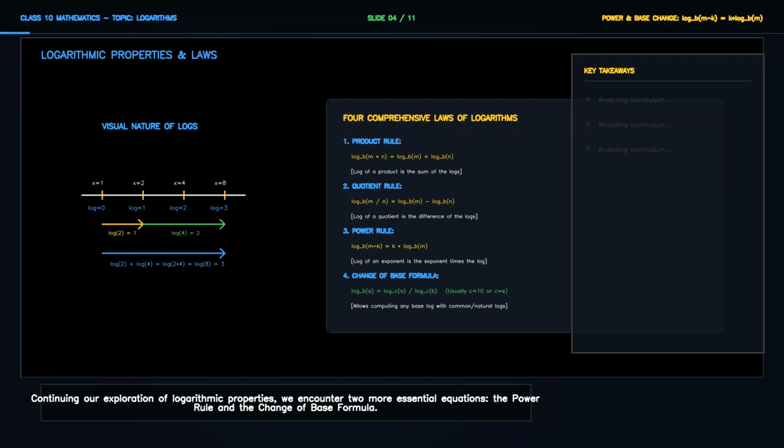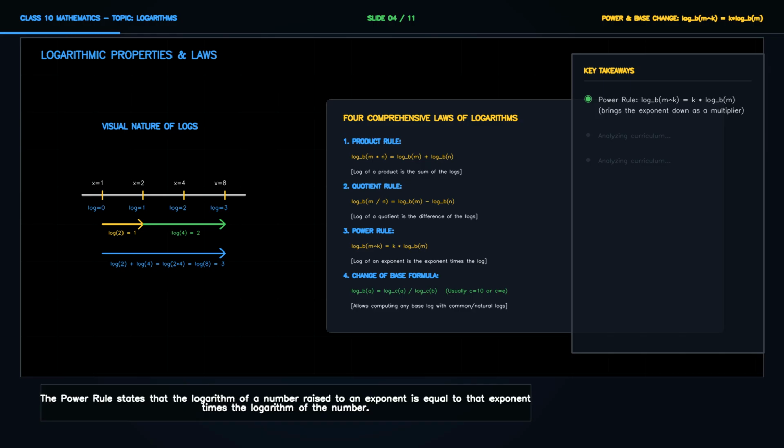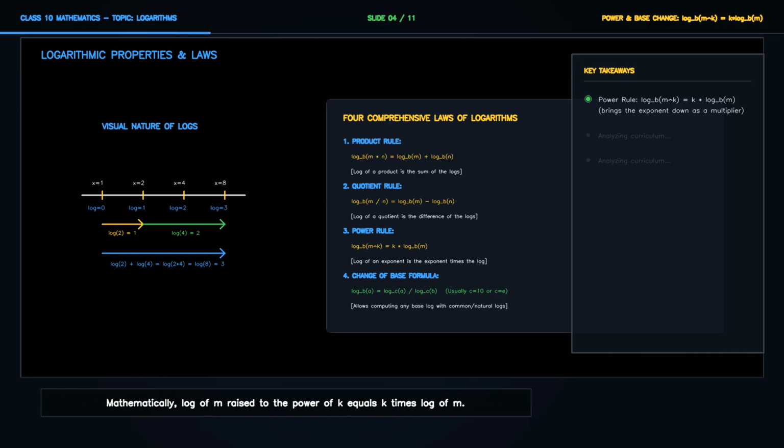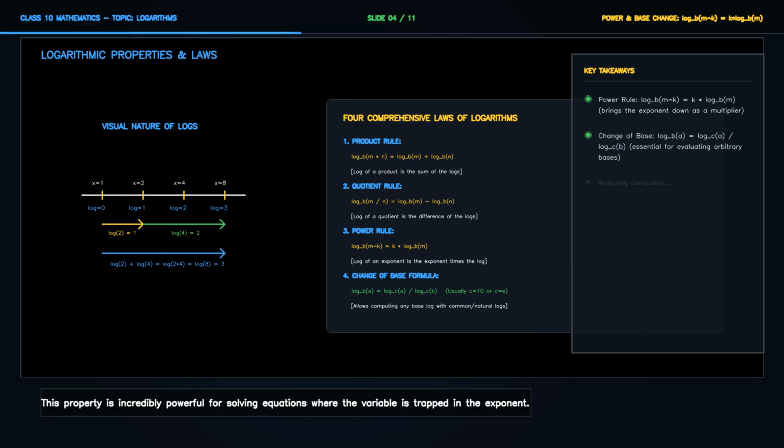Continuing our exploration of logarithmic properties, we encounter 2 more essential equations, the power rule and the change of base formula. The power rule states that the logarithm of a number raised to an exponent is equal to that exponent times the logarithm of the number. Mathematically, log of m raised to the power of k equals k times log of m. This property is incredibly powerful for solving equations where the variable is trapped in the exponent.